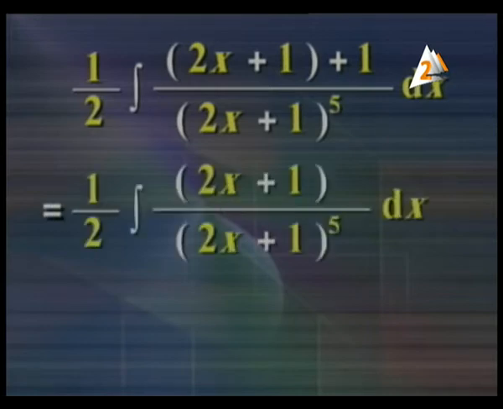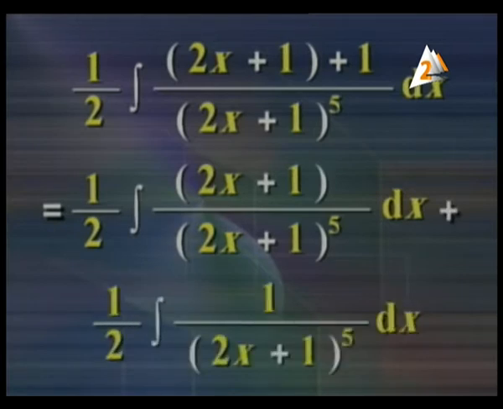Why? Because integration has no division of integration. We divide the numerator and denominator into two functions. We make integration of two functions. The first becomes 1 over 2 integration of 2x plus 1 over 2x plus 1 to the power 5 dx plus integration, or half, multiplied by the integration of 1 over 2x plus 1 to the power 5 dx.